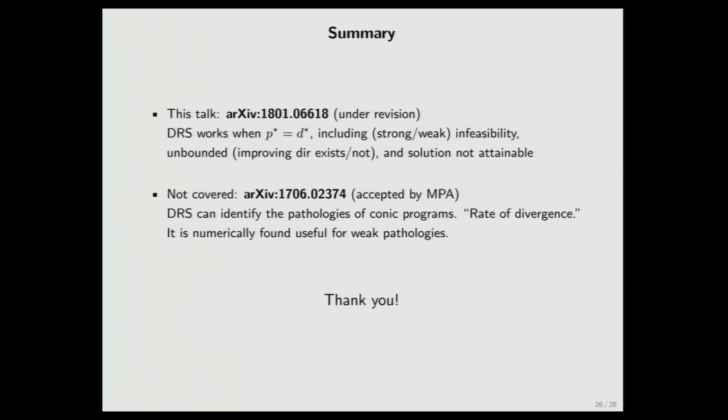We previously have another paper which also does this, but specifically for conic programs, where we can derive a certain rate of divergence, and then use the diverging sequence to numerically identify the weak pathologies. And for some of those pathologies, it does better than the interior point method based on primal dual homogeneous embedding.